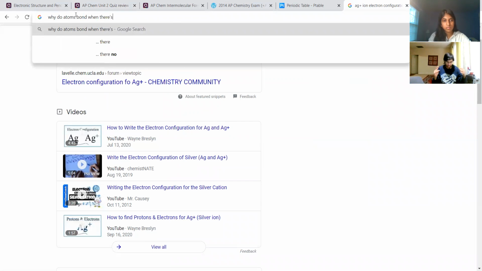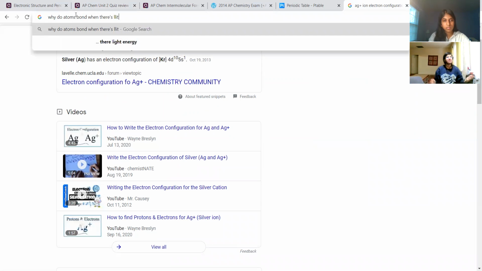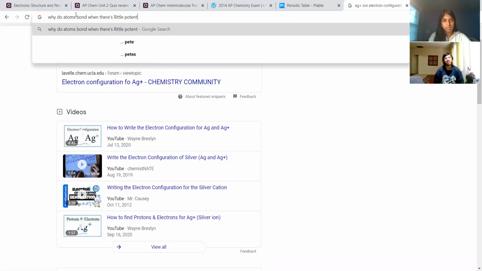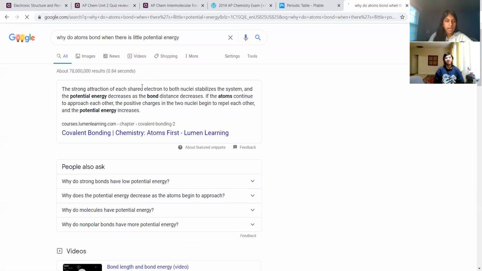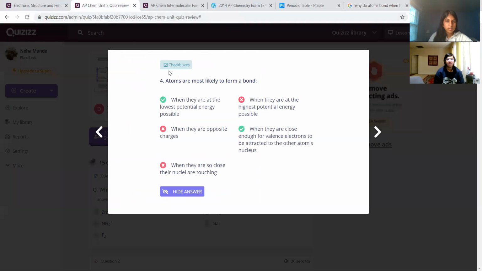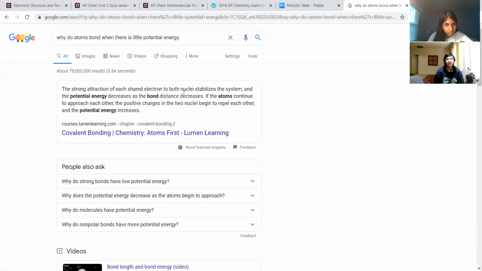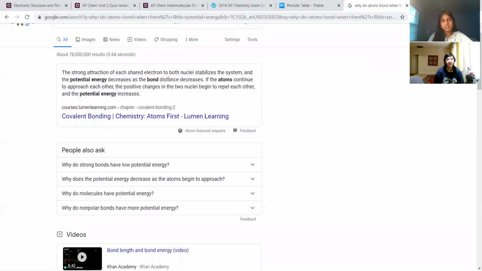Highest potential energy means... what does it mean? Are we talking about the electrons? Yeah, I think so, right? No, it just means the atom. Okay. Okay, so potential energy decreases as the bond... Oh, that's right. That's right. This was added to the curriculum pretty recently.